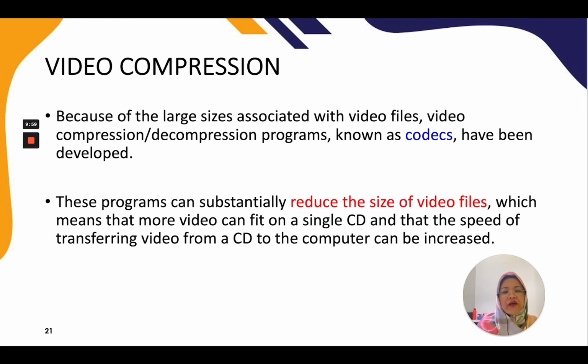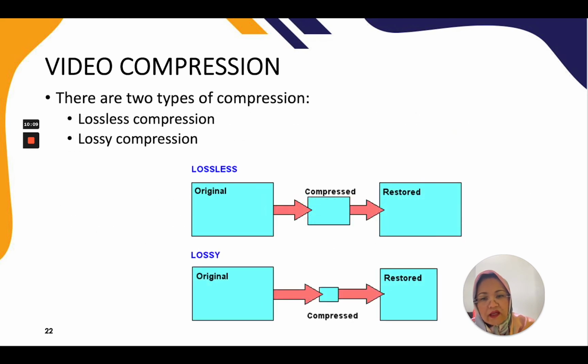So to compress and decompress, we use what are known as codecs, right? And you can reduce the size by compressing it, and there are actually two types of compression. We have lossless and lossy. Okay, what's the difference between these two?